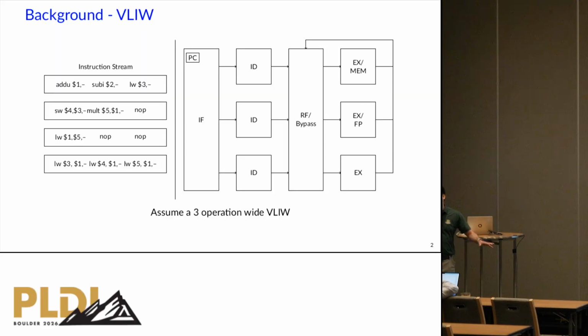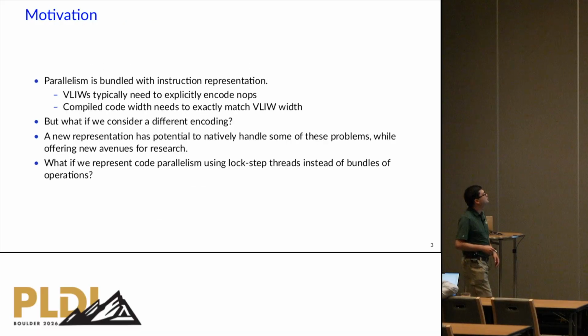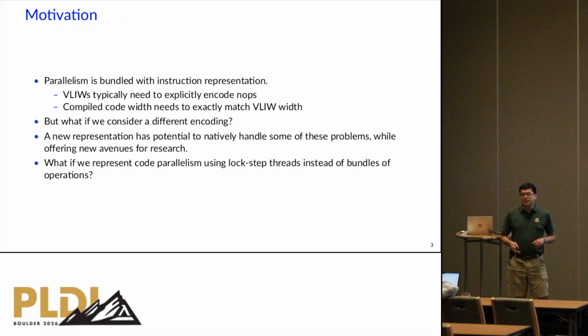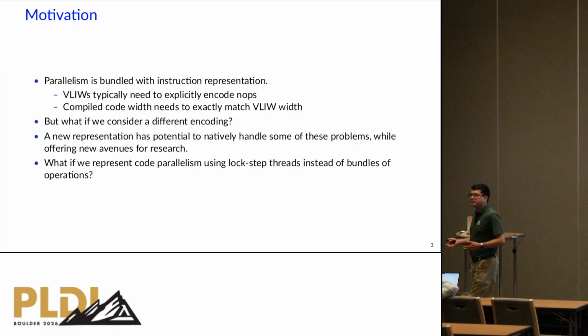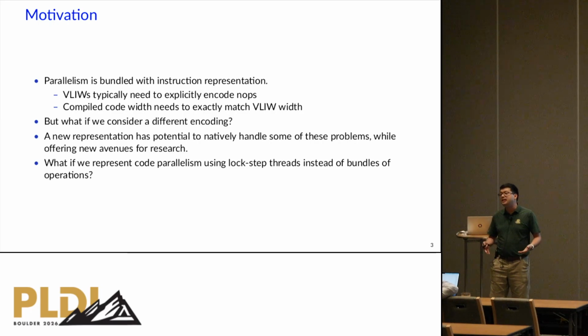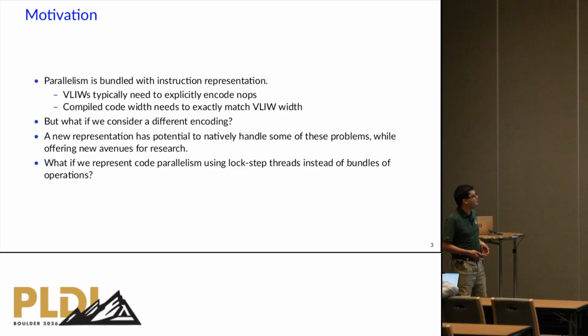And we're really only going to be talking about the basic versions here today. So the motivation here is that with VLIWs, parallelism is bundled with this instruction representation. VLIWs have these no-ops, and compiled code really needs to match VLIW width. So if I have a 4-wide or 8-wide VLIW, I need to make sure my code matches that width exactly, or have, again, special hardware that's going to modify, for instance, the PC increment, to handle different width code, which means we have to have specialized hardware for backwards compatibility.